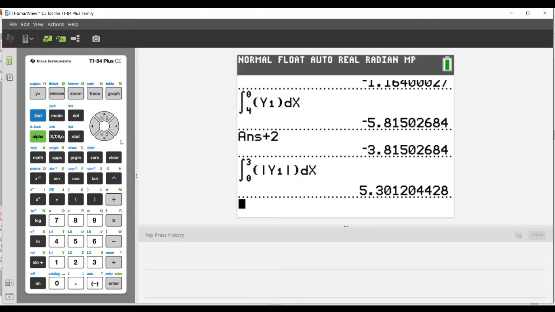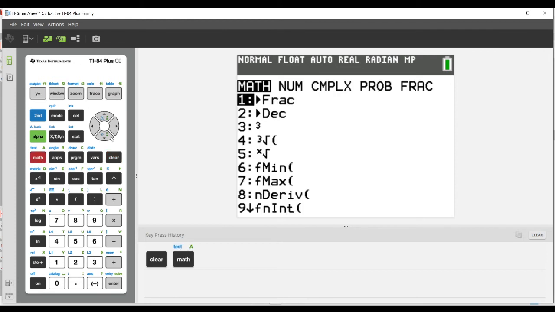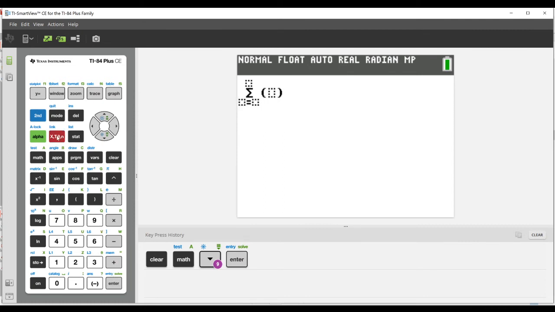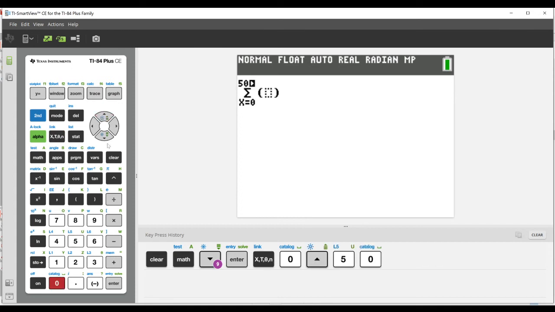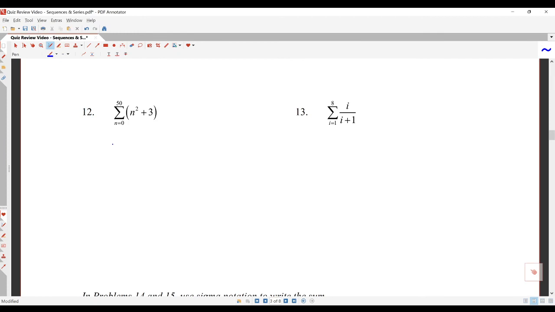Number 11, it was only 4 terms, but it got into fractions, so I don't mind you jumping to the calculator. So again, if you have a TI 84, we're going to go down to math, and it is option 0, the summation. And here I always use x as the variable, so we're going from x equals 0 to 50 of x squared plus 3, and we hit enter, and I get 43,078.